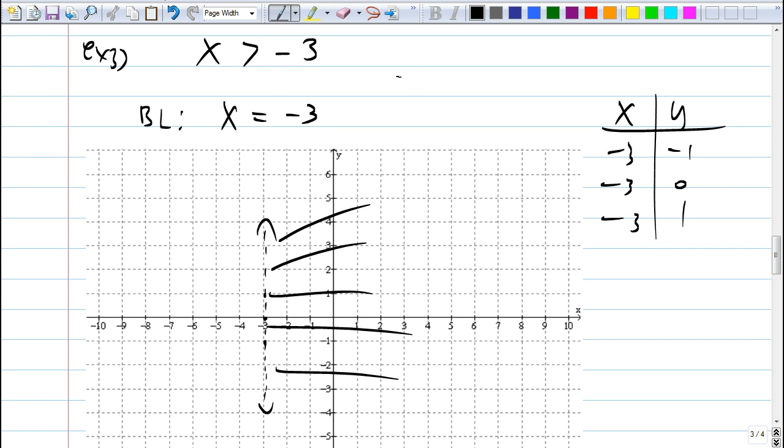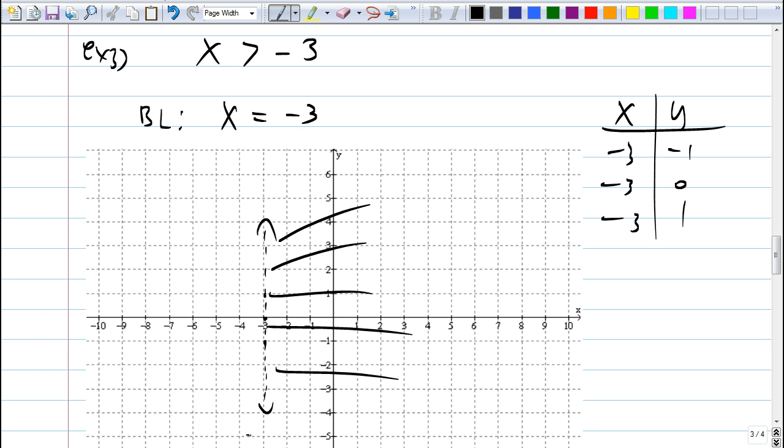How many people got this graph? You got a vertical line with a dotted line, and then everything on the right. Is 0, 0 our solution? Yes. What about -3, 0? No, that's on the boundary line. What about -3.1, 0? No. What about -2.9, 0? Yes, that's part of our solution.